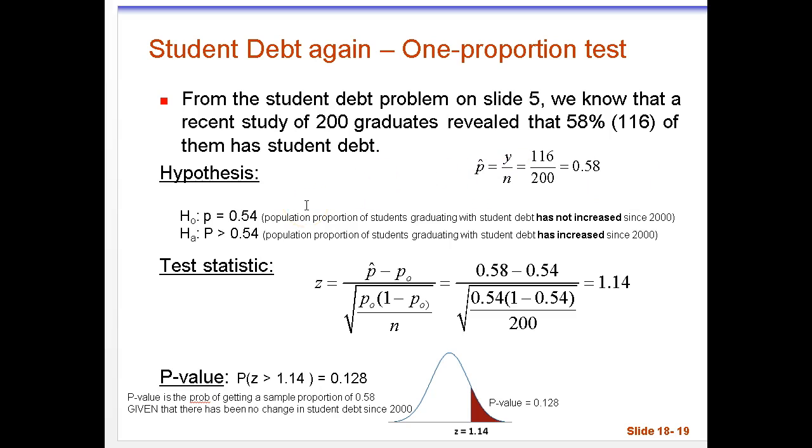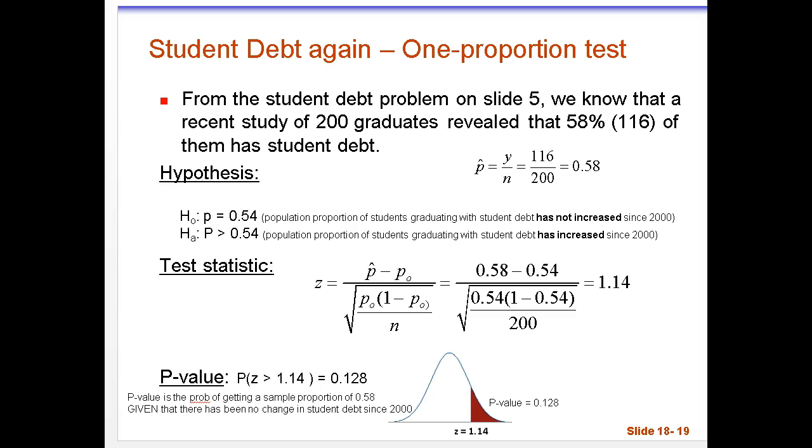So we were told in the problem that 54% of students graduated with debt. That's what the number was in 2000. That's my status quo. The question is whether or not the proportion now has increased, our alternate.